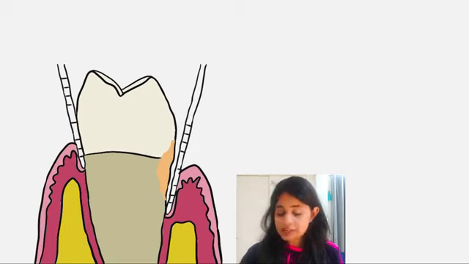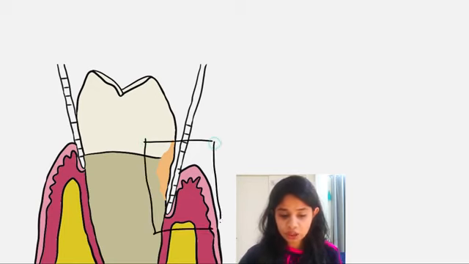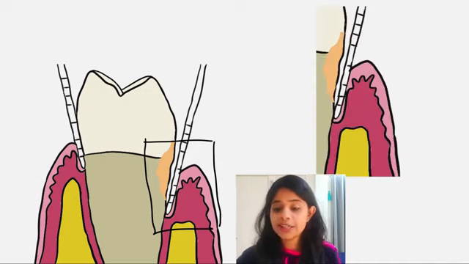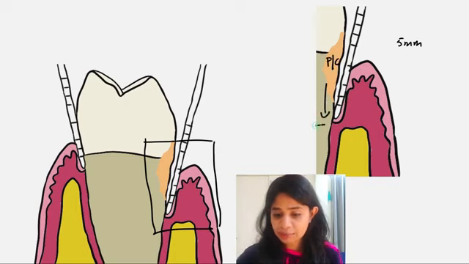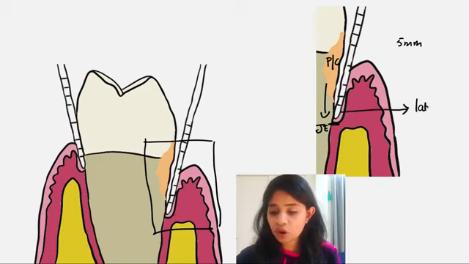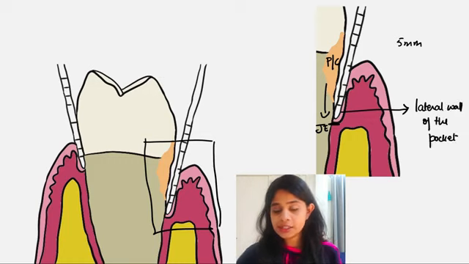Now similarly, if we zoom into a picture of this particular area, which is our periodontal pocket, as you can see, the probe is getting inserted to more than 5 mm, and here there is an apical shift in the junctional epithelium, and the sulcular epithelium here is replaced by the lateral wall of the pocket. Along with that, in certain cases we can also see alveolar bone loss. So this is a true pocket.